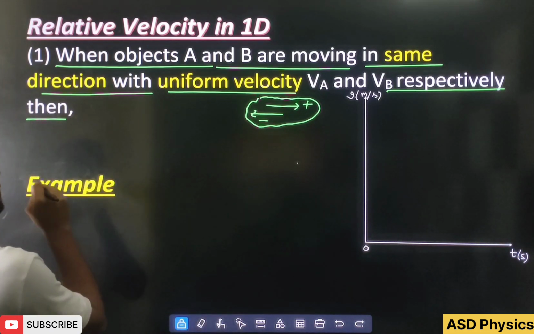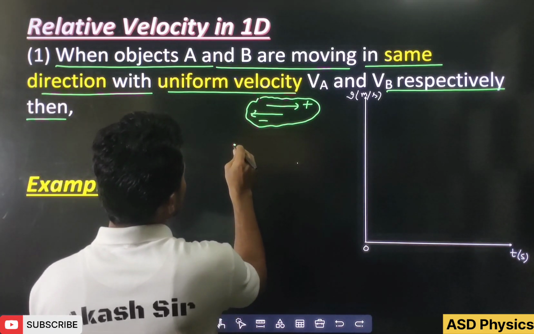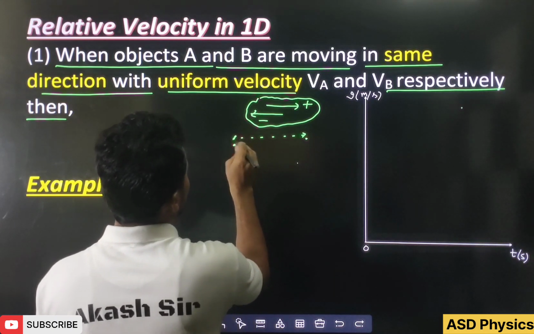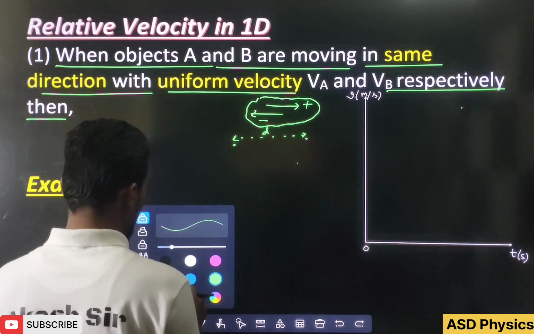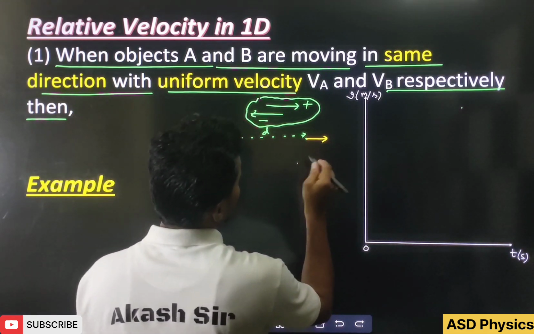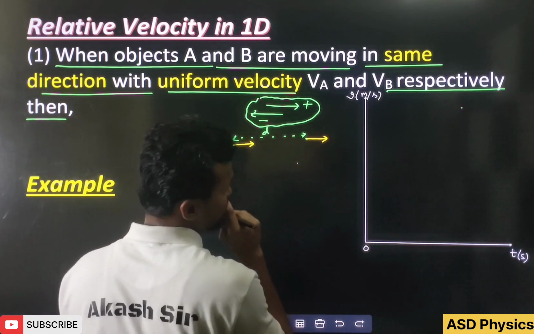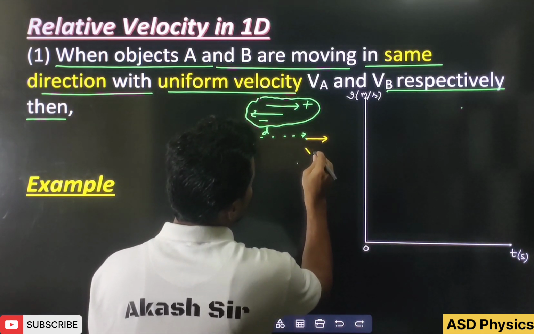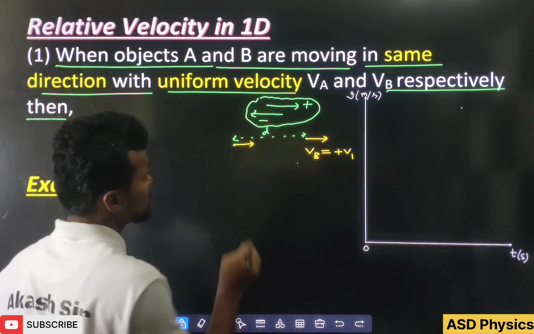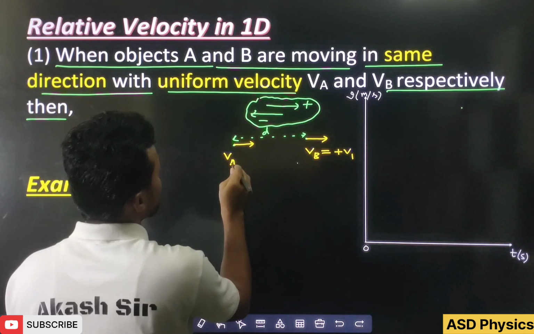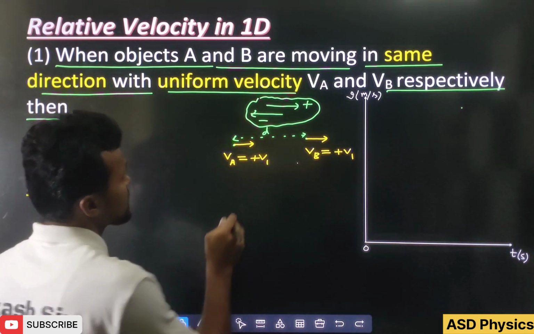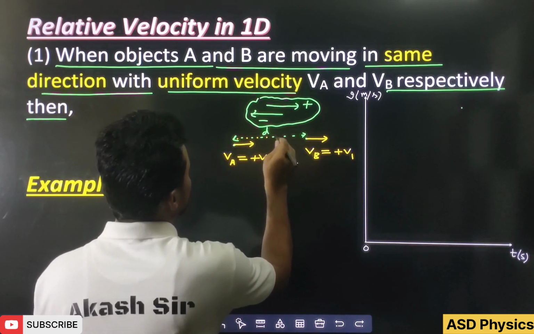So what I am telling here, students, is that both the objects are moving in the same direction. Both these objects are there, and let's take they are separated by distance d. This is the object B, which is forward, so the velocity of B is in this direction, so I can write plus V1. This is the object A, and its velocity VA is also in the same direction, so we can write plus V1. And they are separated by d distance here.